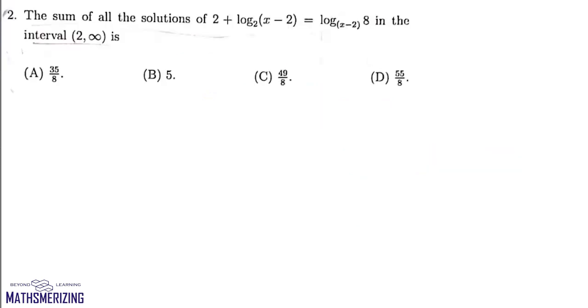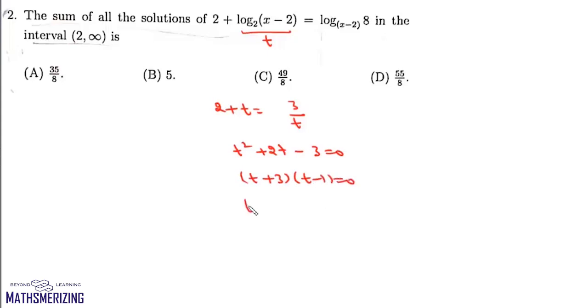Now question number 2 is, we need to find the sum of all the solutions of this equation. So what we'll do is, we'll take log of x minus 2 to the base 2 as t. So it'll be 2 plus t, and here it is 3, and if we interchange the base, it'll be 1 upon t. So we can write t square plus 2t minus 3 equals 0. That is t plus 3 into t minus 1 equals 0.